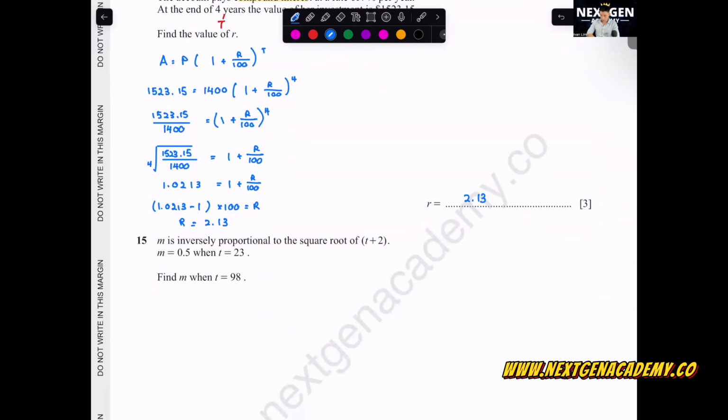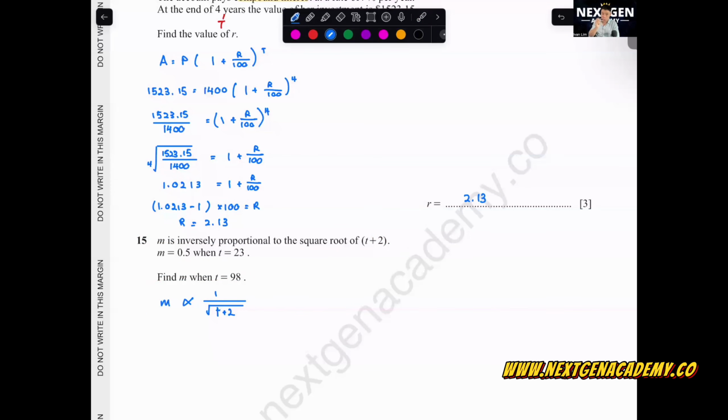M is inversely proportional to the square root of t plus 2. M equals 0.5 when t equals 23. Find M when t equals 98. Whenever you see this word proportional, how to do it? I want you to write down this statement first. M proportional, this symbol like a fish, to 1 over the square root of t plus 2, since inversely proportional means 1 over. You write this first. You are literally changing this sentence into this form first.